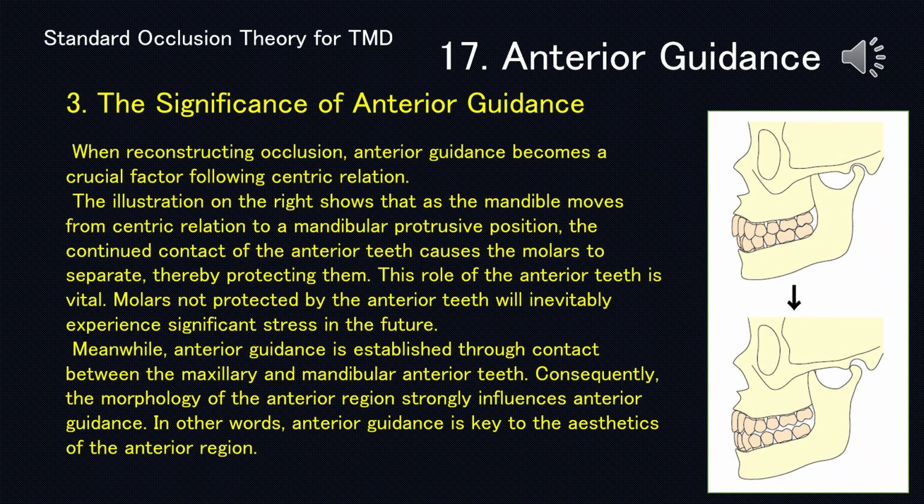3. The significance of anterior guidance. When reconstructing occlusion, anterior guidance becomes a crucial factor following centric relation. The illustration on the right shows that as the mandible moves from centric relation to a mandibular protrusive position, the continued contact of the anterior teeth causes the molars to separate, thereby protecting them. This role of the anterior teeth is vital. Molars not protected by the anterior teeth will inevitably experience significant stress in the future.